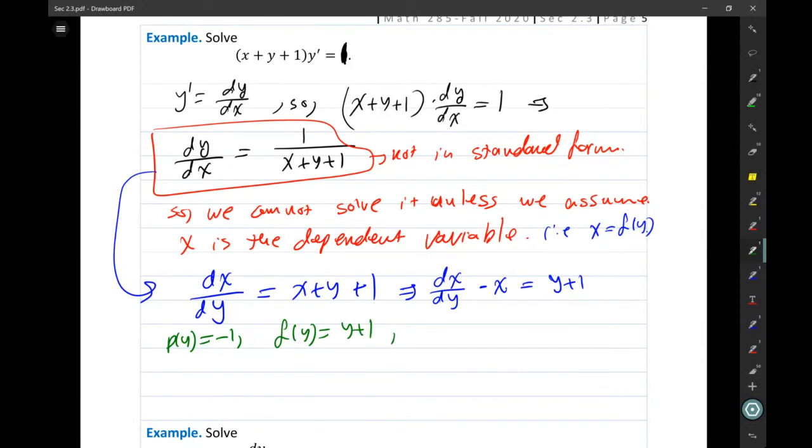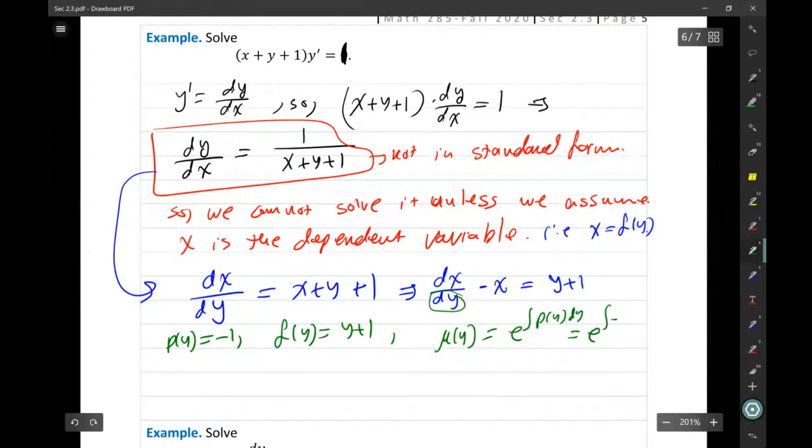Now find the mu of y, because here we have dx by dy. Mu of y becomes e to the power integral p of y dy, which is e to the power integral minus 1 times dy, which is e to the power minus y.